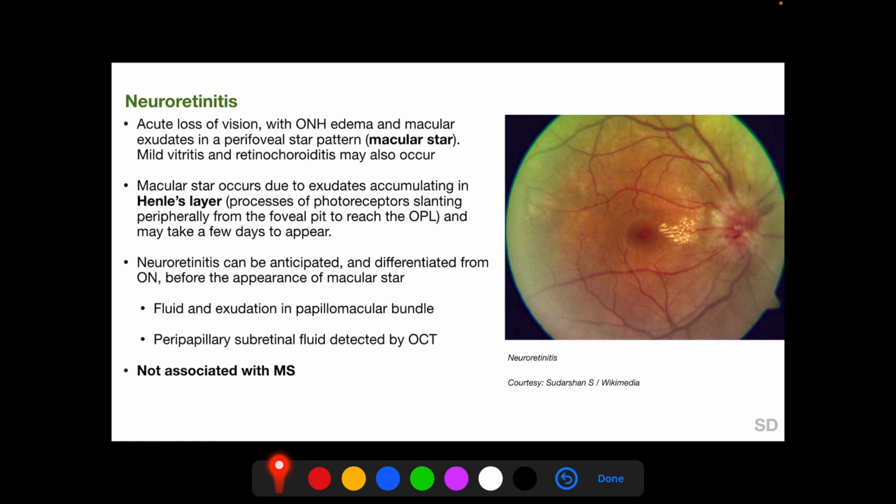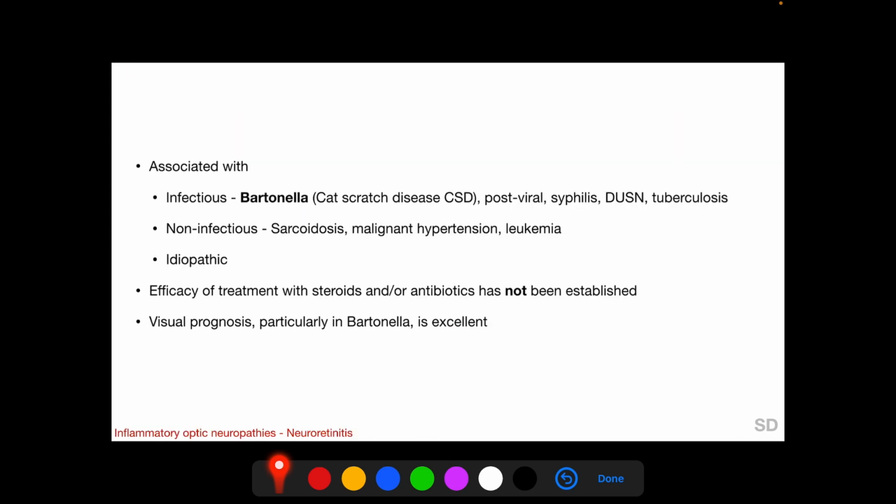Neuroretinitis can be anticipated before the appearance of macular star and differentiated from other causes of ONH edema by detecting fluid and exudation in the papillomacular bundle and by detecting peripapillary subretinal fluid in the OCT. And neuroretinitis is also not associated with MS. Neuroretinitis can be associated with infectious causes, out of which Bartonella is very important to remember, also known as cat scratch disease or CSD. Neuroretinitis can occur following a viral fever, with syphilis, tuberculosis and DUSN.